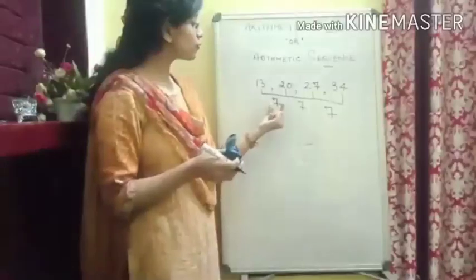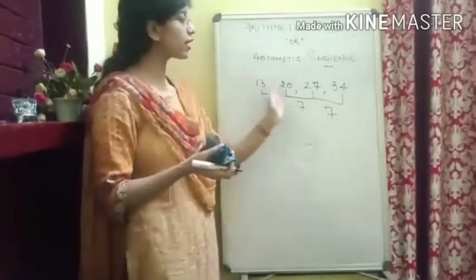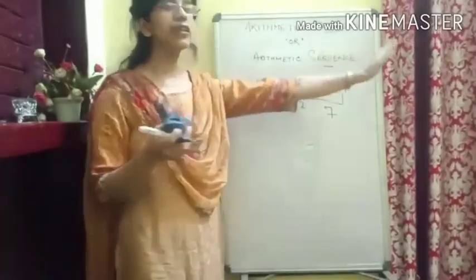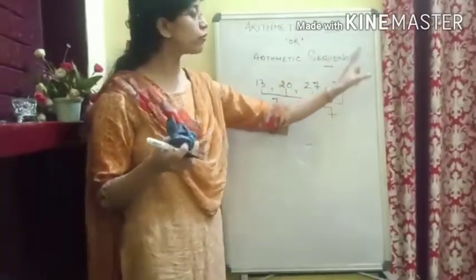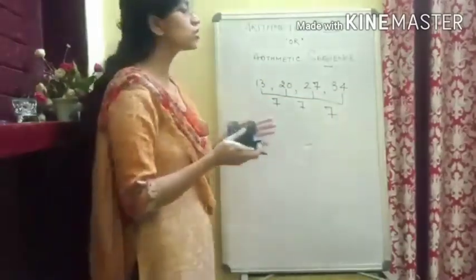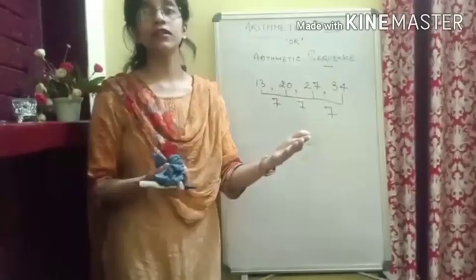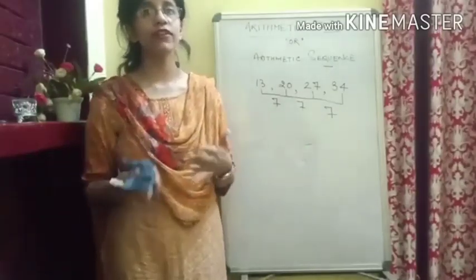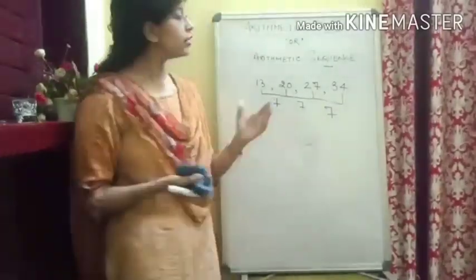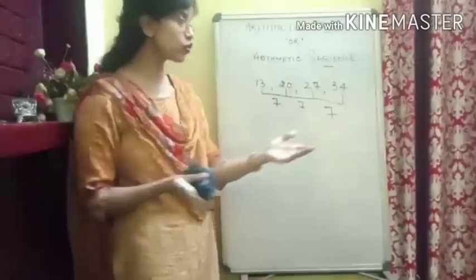So this time, which number are we adding? That is 7, and 7 is constant. Every time we will add 7 to get the next number. If I ask you what will be the next number, that is 34 plus 7. So that's how this is an arithmetic progression. If for a given group of numbers we want to check whether it is an arithmetic progression or not, we see whether the numbers are following such a pattern or not.